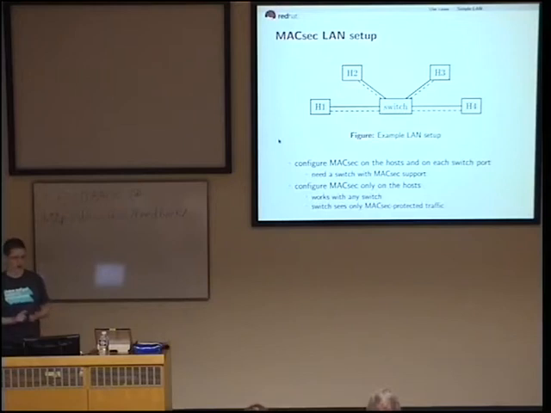You have two ways basically to configure MACsec. The first way would be to configure MACsec on the hosts and on each of your switch ports. But for that, you will need a switch that has MACsec support. If your switch doesn't have MACsec support, you can still use MACsec between the hosts directly. And the switch would see only the MACsec protected traffic. So if you don't trust your switch, that's also the way to go.